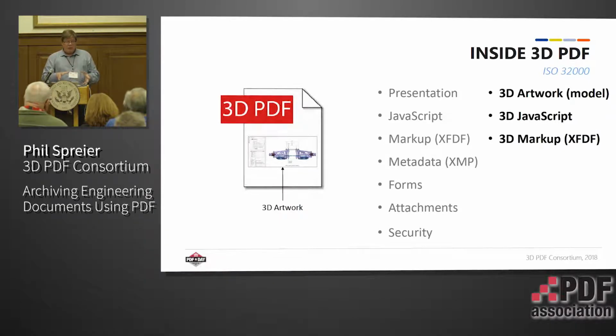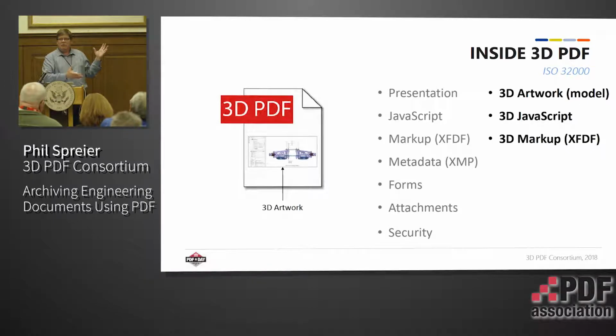So when people talk about 3D PDF, it really is just a PDF. But it's an ISO 32000 file. But we add 3D to it so that you know that inside of it is a model and is typically used for some sort of engineering practice.